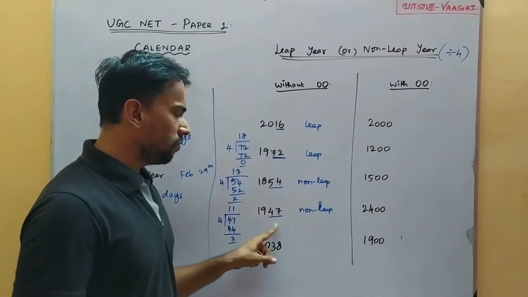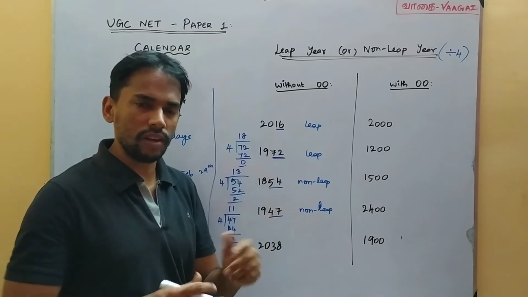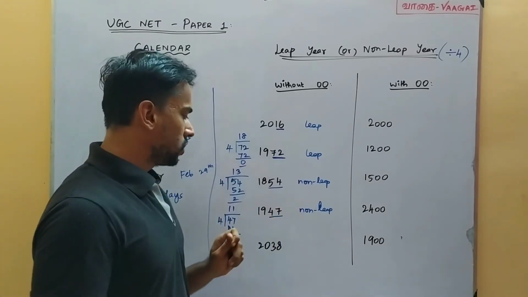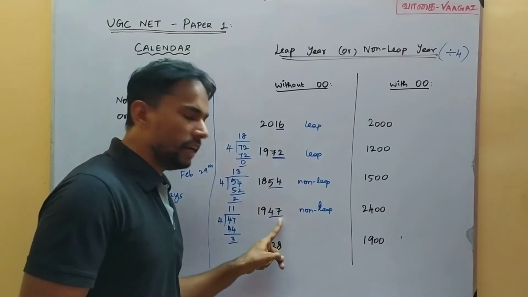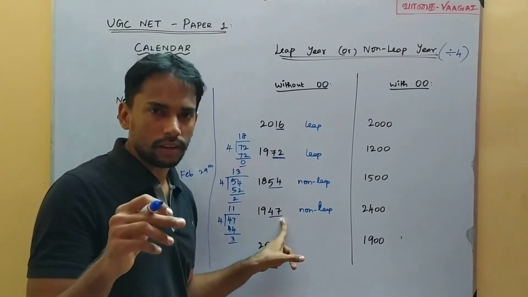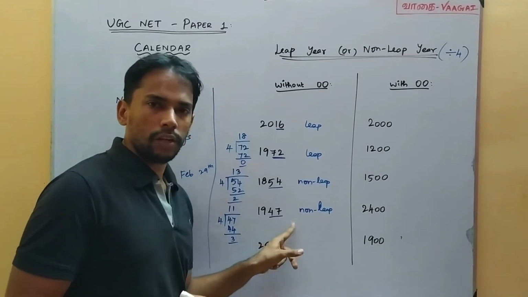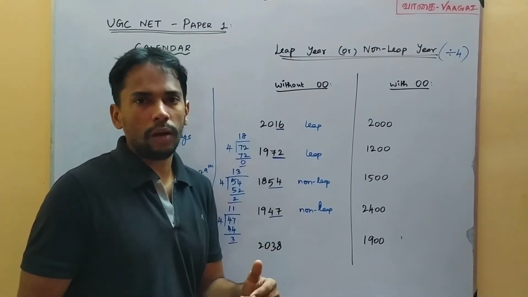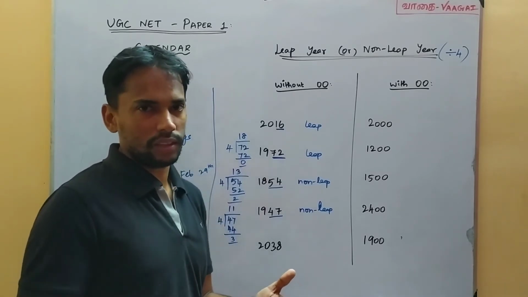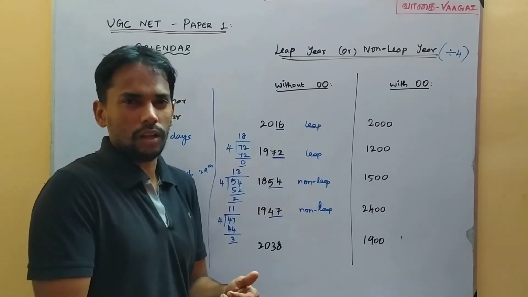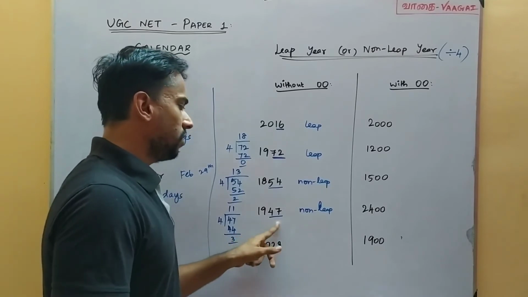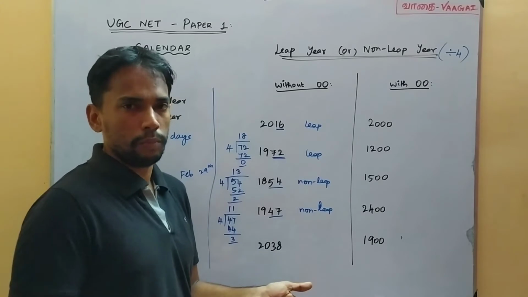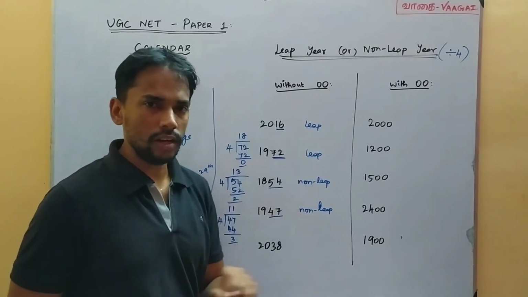See this number 1947. By looking at this number itself, we can very easily confirm that this is a non-leap year. You may ask why. It's very simple. 1947, see the ending digit. Ending digit is 7. So this number is surely an odd number. No way an odd number will be divisible by 4. With that basic logic itself, we can say that 1947 cannot be divisible by 4. With that itself, we can say that it is a non-leap year.